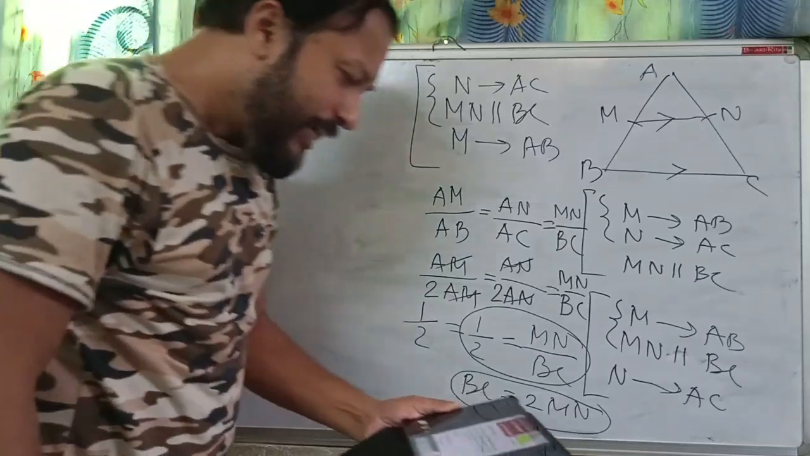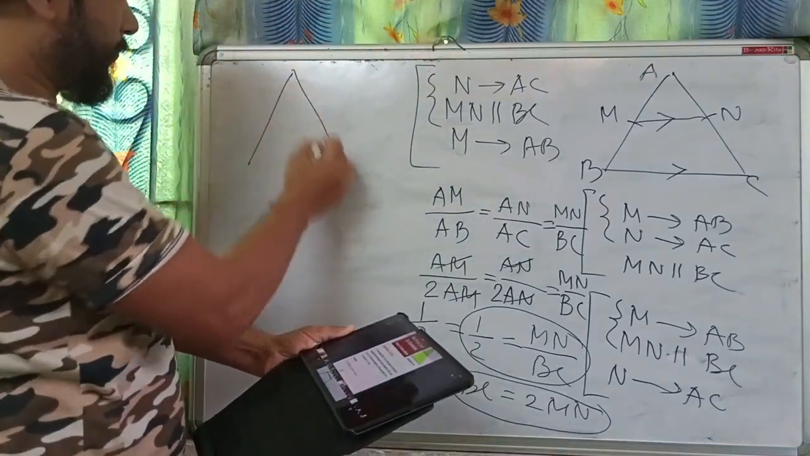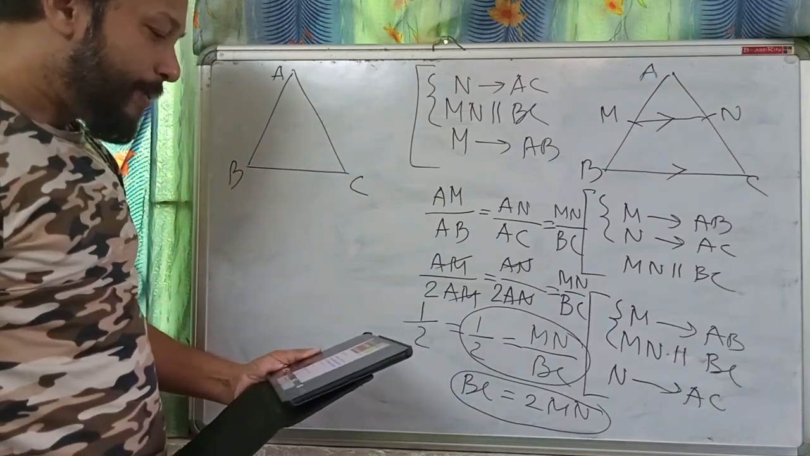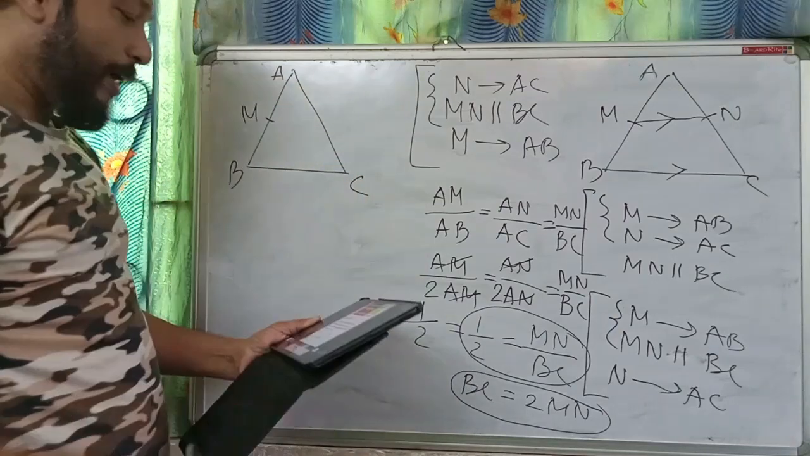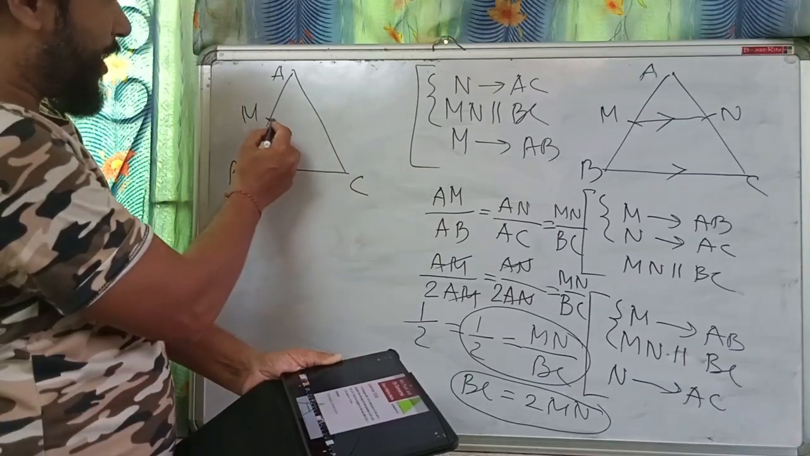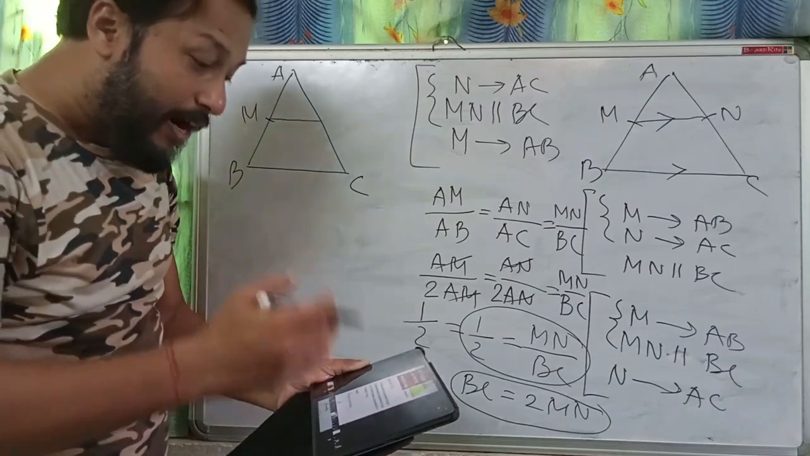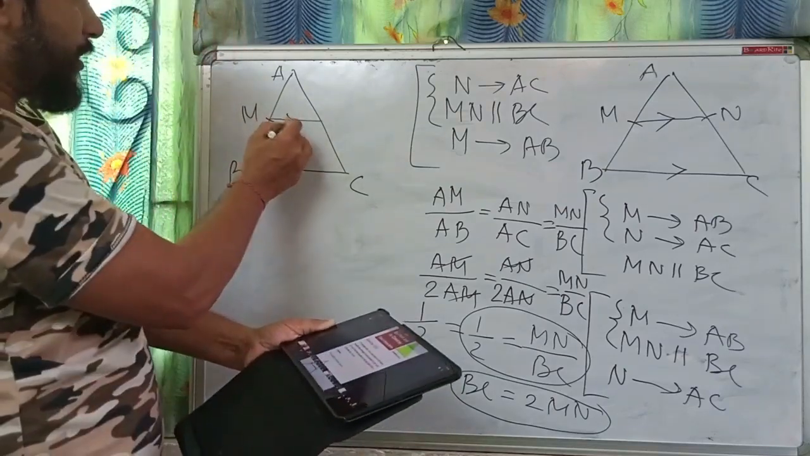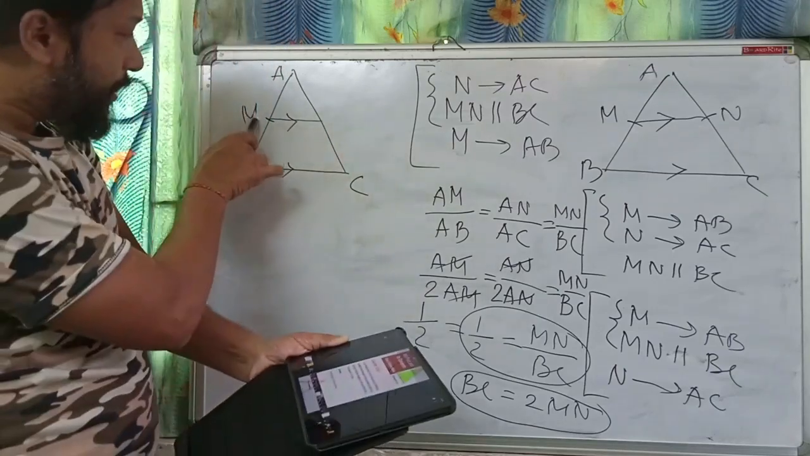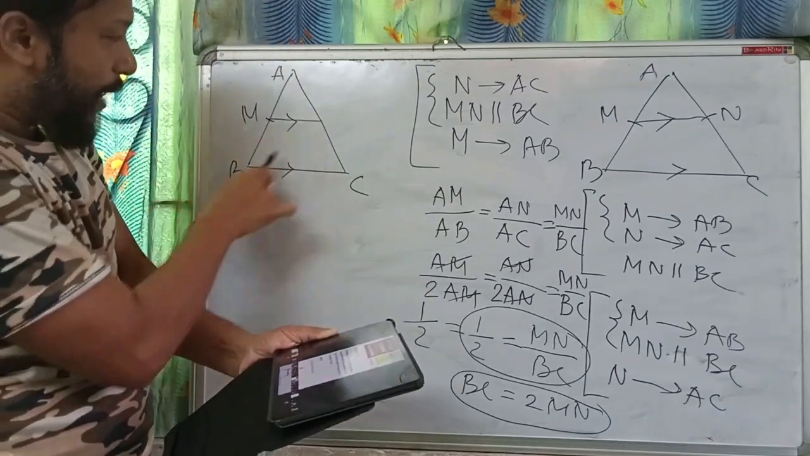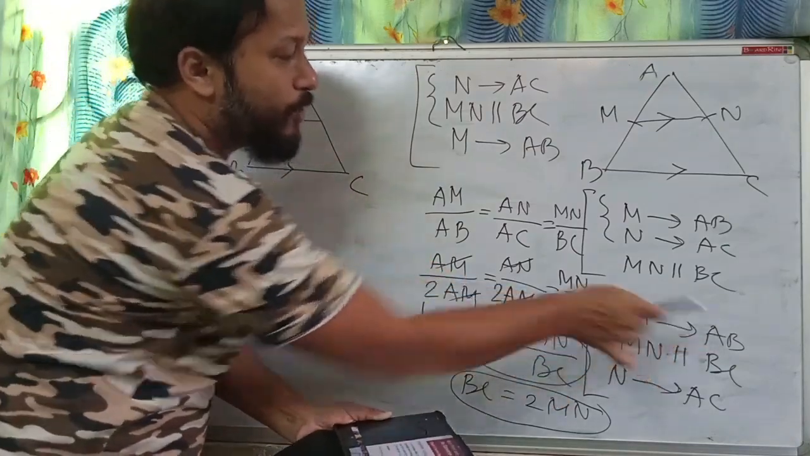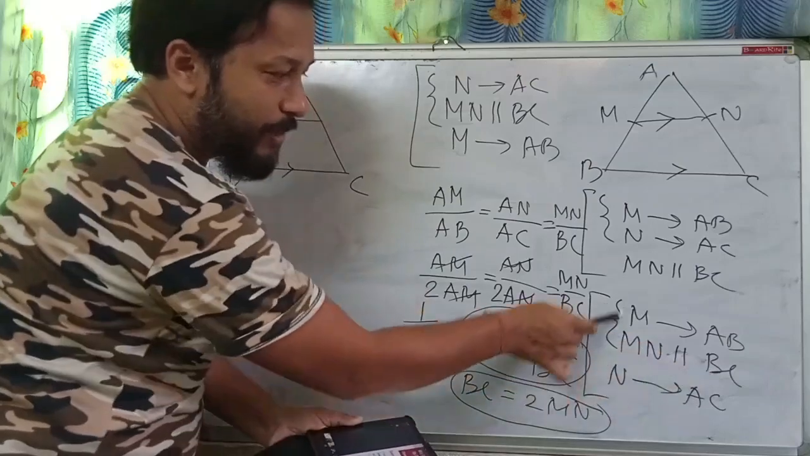Say, in a triangle ABC, M is the midpoint of AB, and a straight line through M is parallel to BC. So what is given in the question? First of all, what is given in the question? That M is the midpoint of AB, and MN is parallel to BC. This much is given.